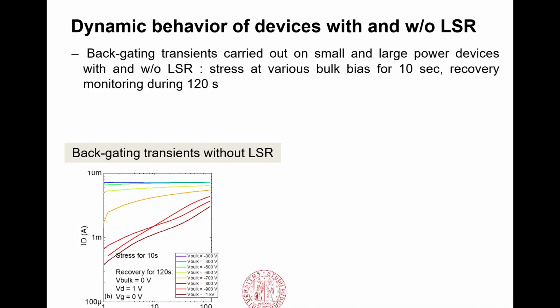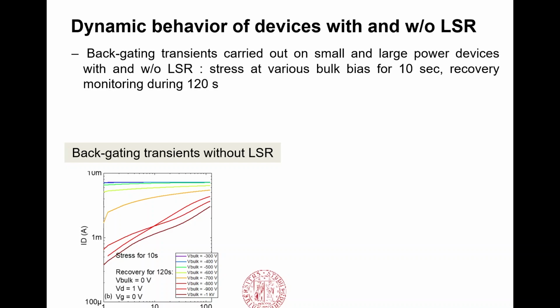And more interesting is what has been done on the same devices that we delivered to a group at the University of Padova. So they do nicely this pipe gating here. So these are devices, GaN on silicon without local substrate removal. So what you see is a highly expected feature here. So you increase the bulk, the substrate bias of the pipe gating.